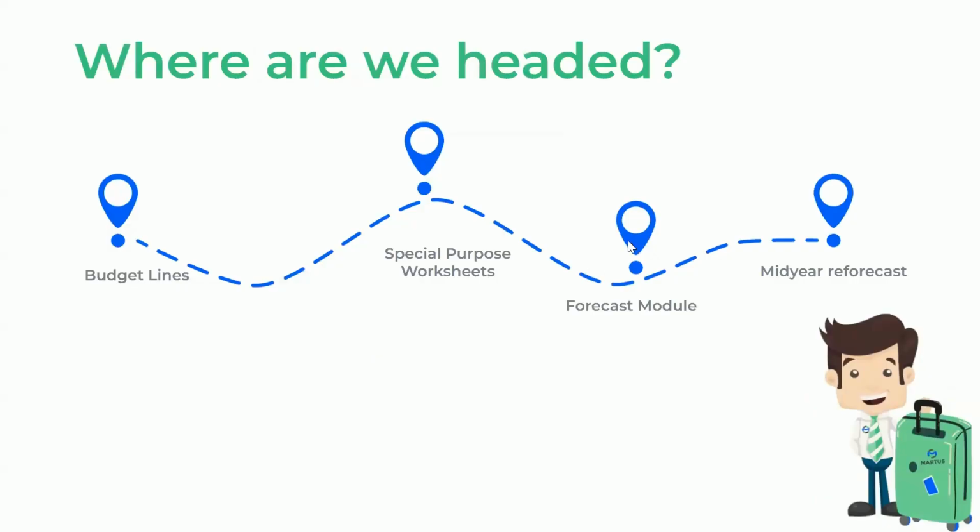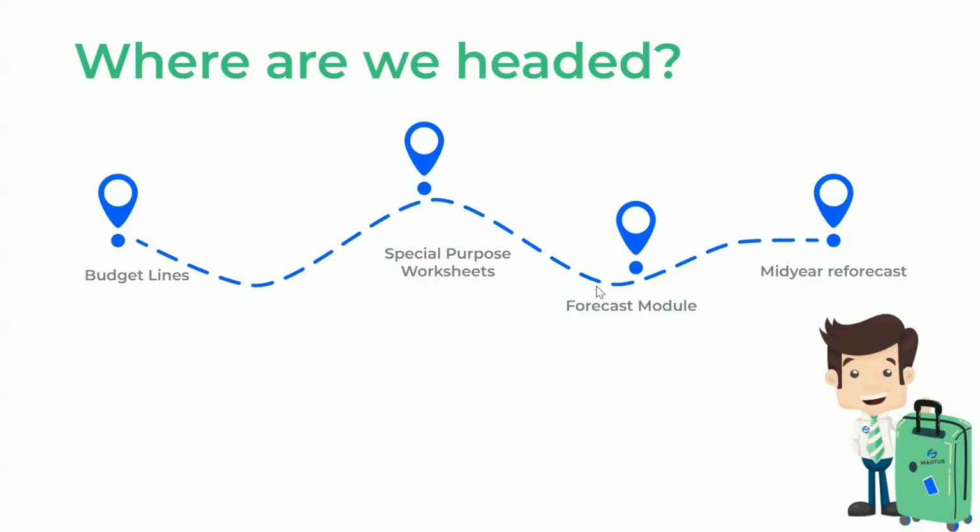All right, so where are we headed? We are going to talk about our budget line editing tool. This is a newish tool for us. I think we decided this morning it was released sometime late 2024, maybe November, December. We're going to walk through that because I think a lot of people don't realize the capability that is there. Then we'll walk through our special purpose worksheets and some of the fun things that we can do there. And then finally, we'll talk a little bit about the difference between our forecast module and our mid-year reforecast. So that's where we're headed, Oni.